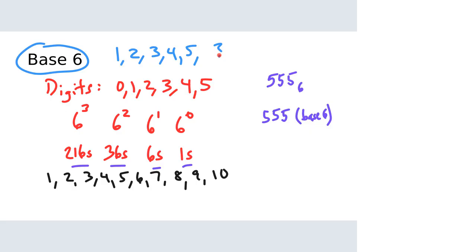Outstanding, Stephen. And if everybody's like, how in the heck did he get 10? Well, remember, it's not 10. It's 1, 0. Because we don't have a 6. We can't put a 6. So our ones digit goes to a 0, and the digit next to it bumps up by 1. And then we could have 1, 1, 1, 2, 1, 3, 1, 4, 1, 5.